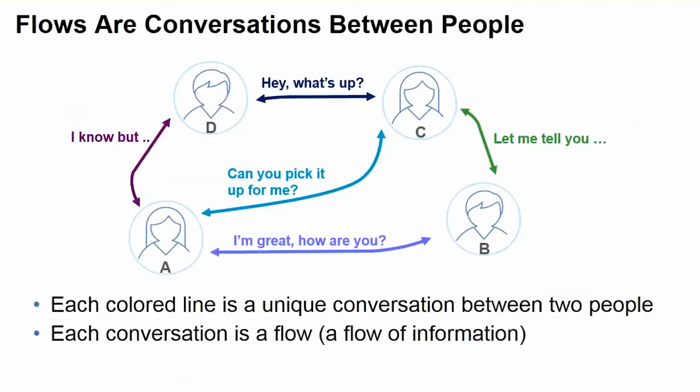Flows are conversations between people. So here I've got 4 people on screen. In the lower left is person A who's talking to B. And that conversation, hey, I'm great, how are you? A is also talking to C. Hey, can you pick this thing up for me? B and C are talking, D and A are talking. And each colored line on screen represents a different conversation. And so that's a flow. Each is a flow, and that's a flow of information.